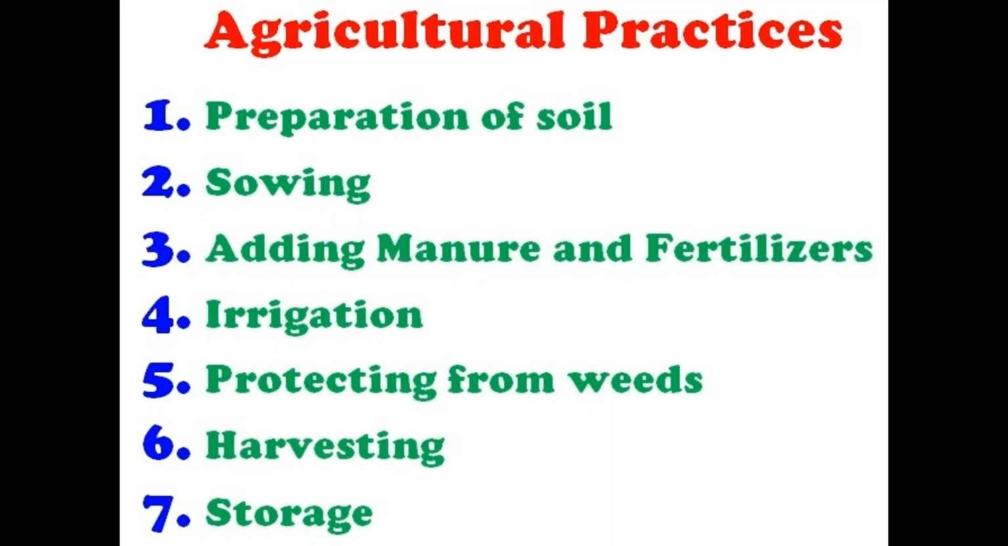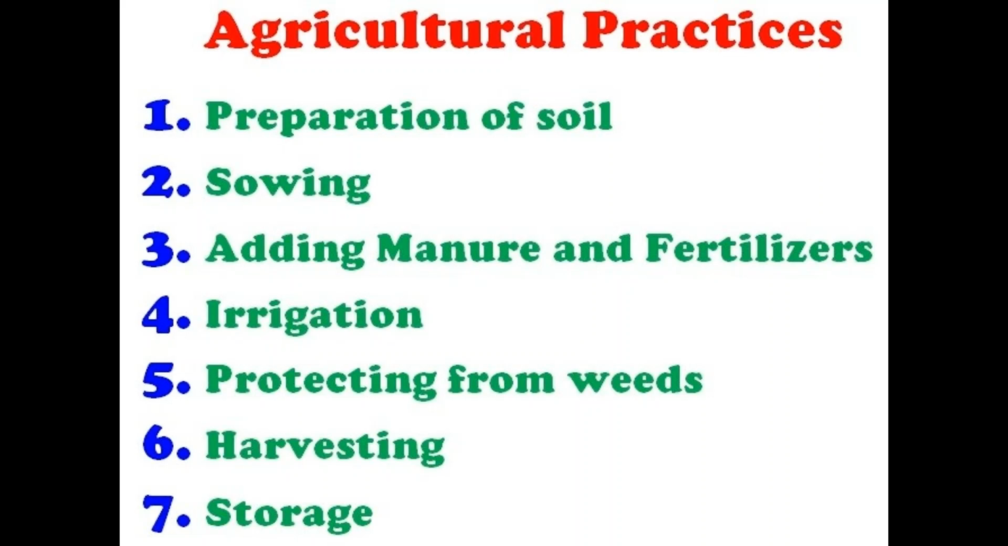For proper doing of agriculture, we do some activities in a series, activities or tasks. These activities and tasks are known as agricultural practices. Look at the activities of agricultural practices in order. Number 1, preparation of soil.